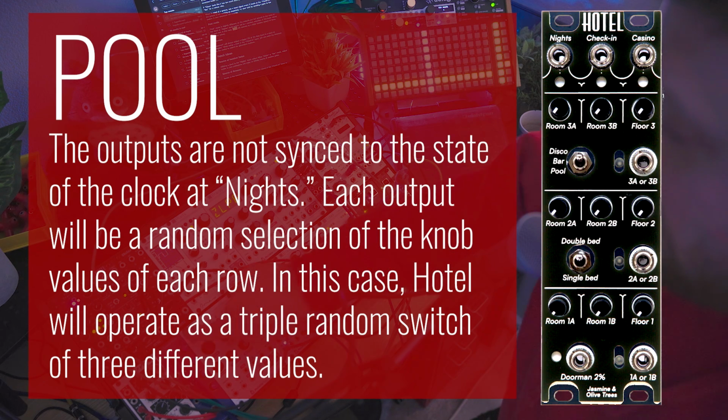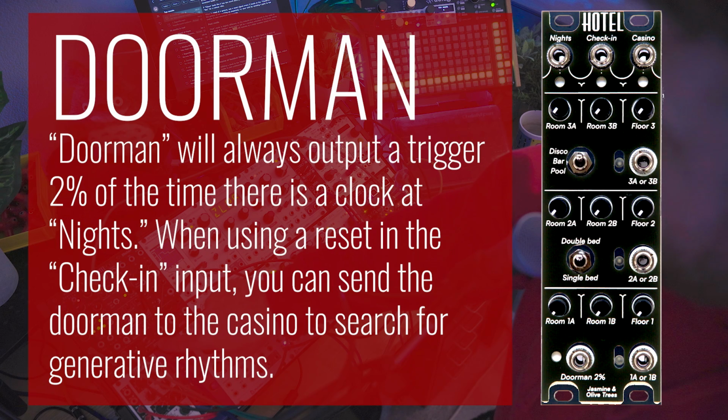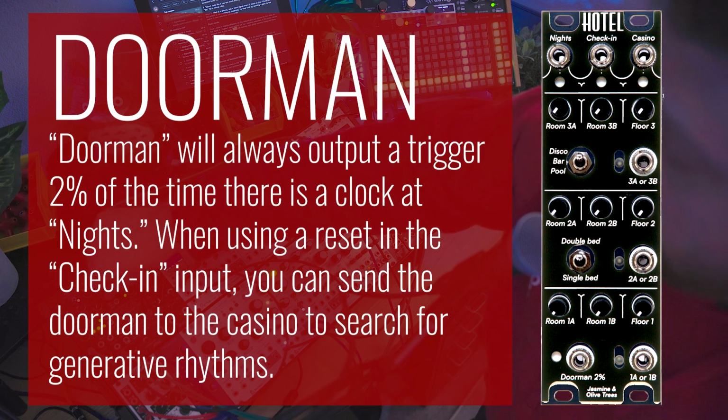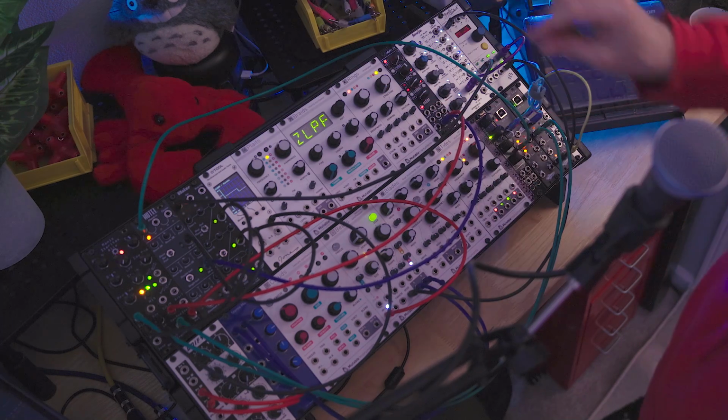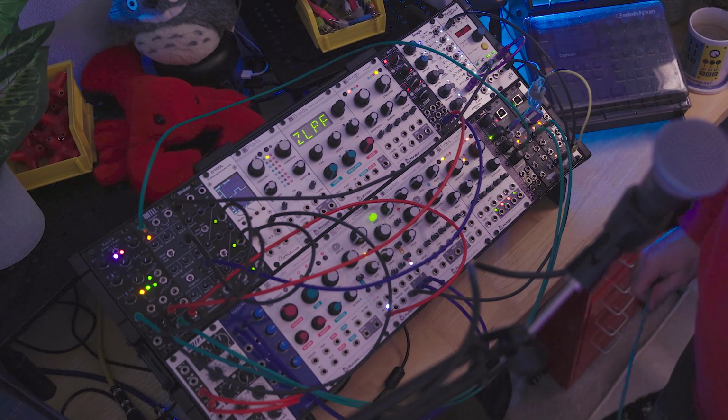And then we have this Thomann thing down here. It says 2%. It will always output a trigger 2% of the time that there is a clock at Nights. So you can use it as a cool little source of random stuff. Fuck me up, man. Jesus Christ.